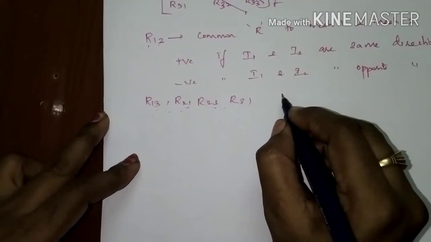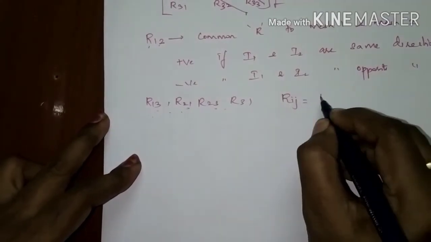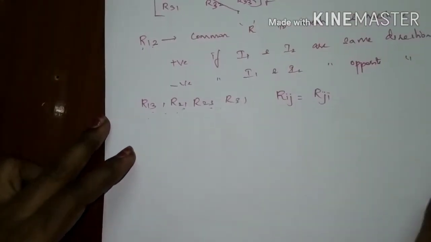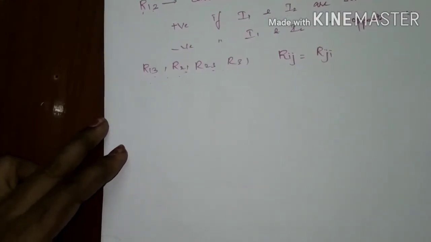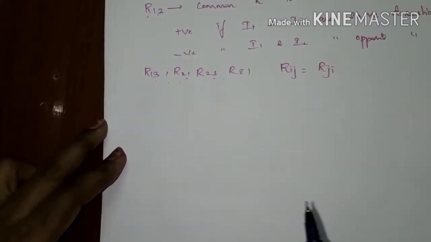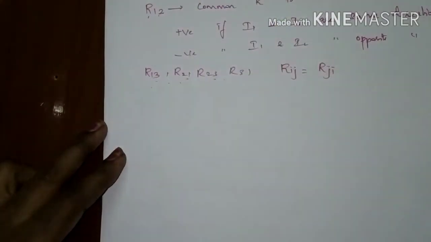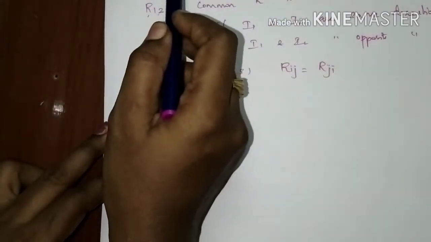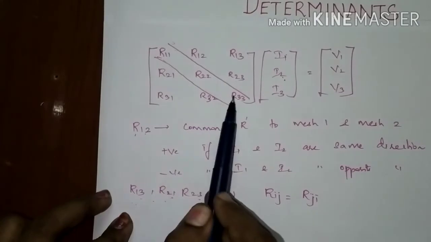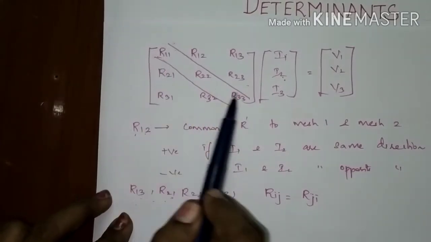Really, it can be represented as Rij is equal to Rji. So, the resistance matrix is a symmetric matrix about the principal diagonal.